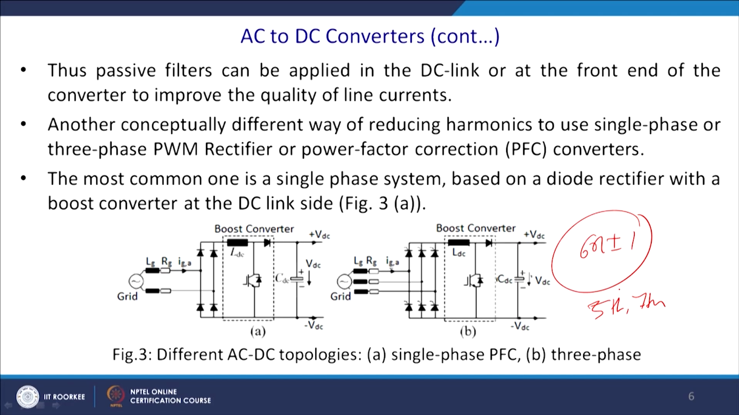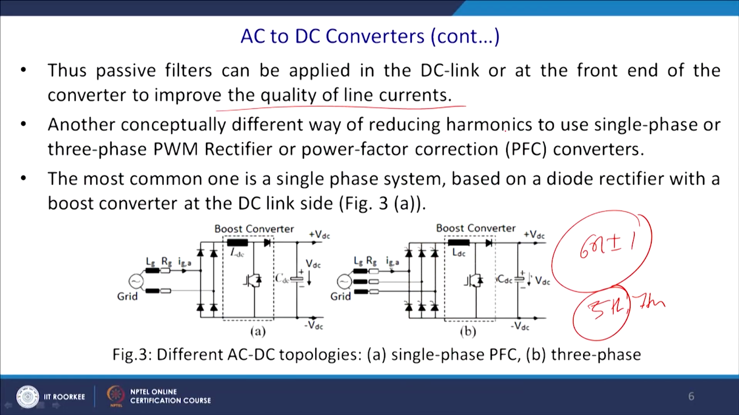Thus, a passive filter can be applied to the DC link or at the front end of the converter to improve the quality of the line currents, or you can have selective harmonic elimination. If it is thyristor control, you can eliminate only one frequency, because you only have control over turn on, but if it is a GTO or other fully controlled switches, multiple harmonics can be eliminated by SHE.